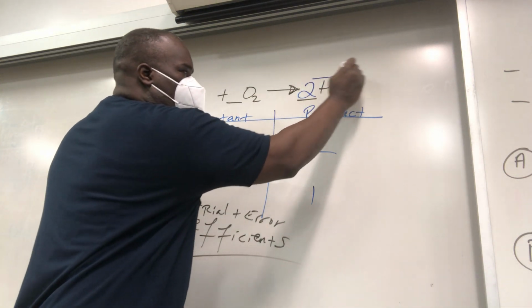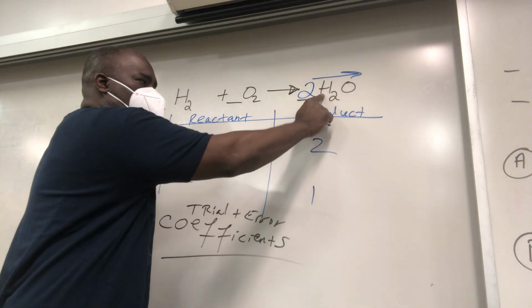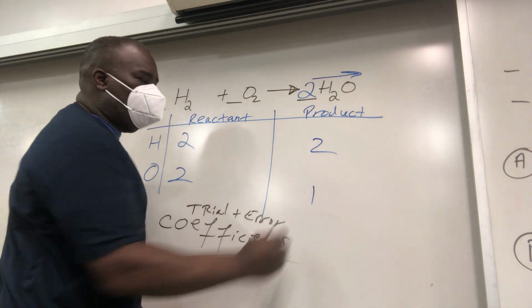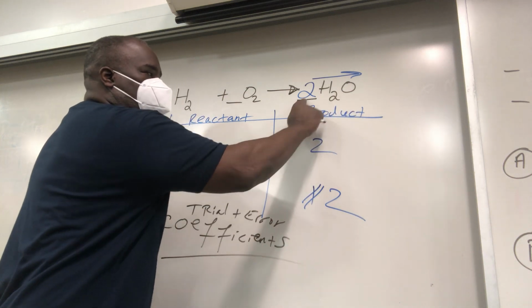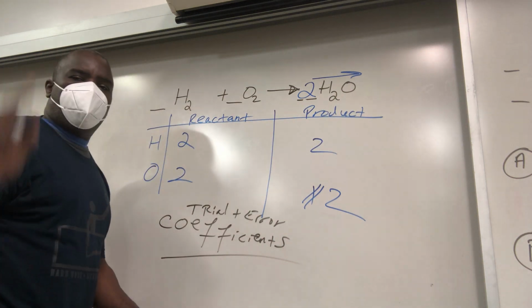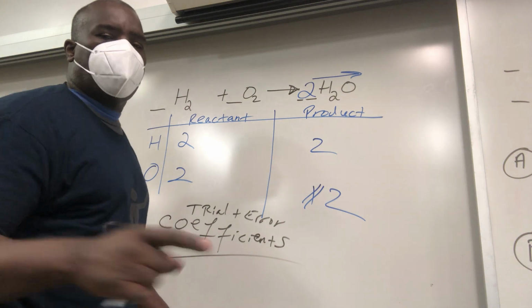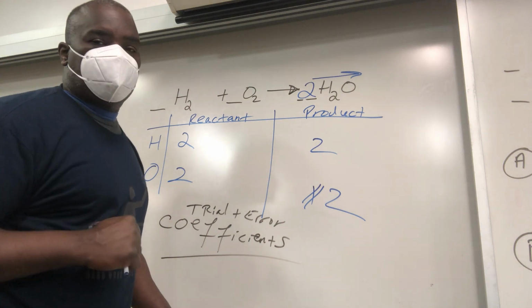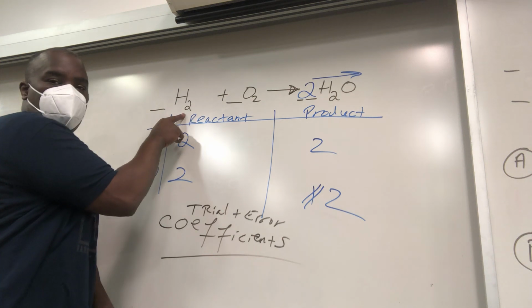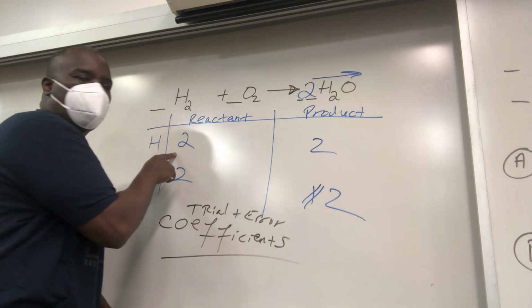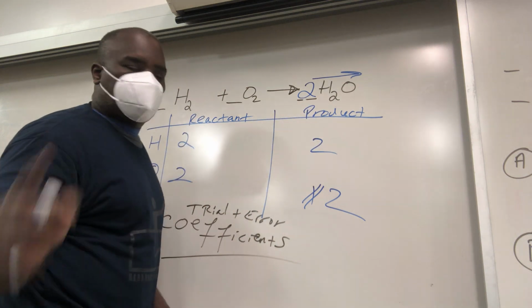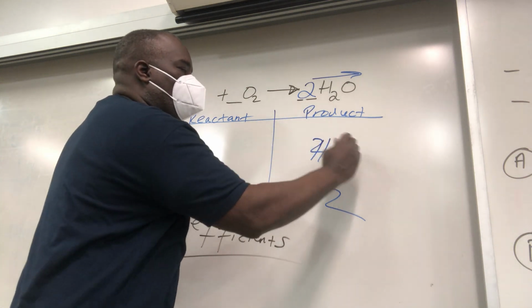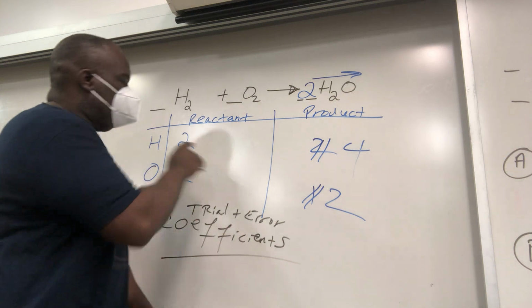This 2 distributes right through it. It distributes to the H and the O. So now we can change this to 2, because now we have 2 oxygens. 2 times 1 is 2, right? Our oxygens are okay. But let's check our hydrogens. Here we have 2 hydrogens, as before, no problem, right? But what happens here now? What's 2 times 2? 2 times 2 is 4, right? So now we have 4 hydrogens there, and only 2 there.